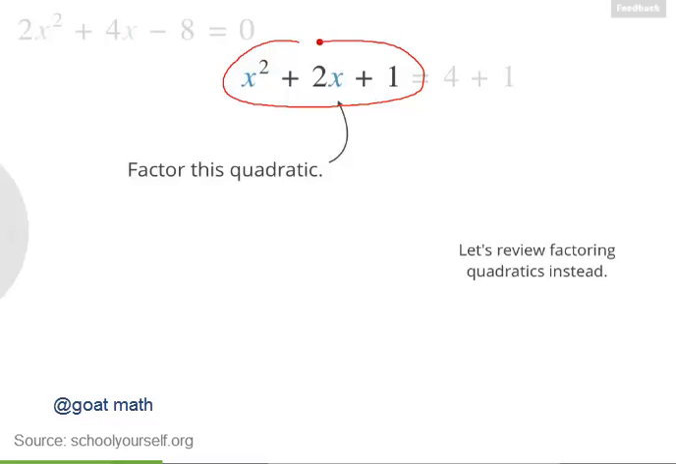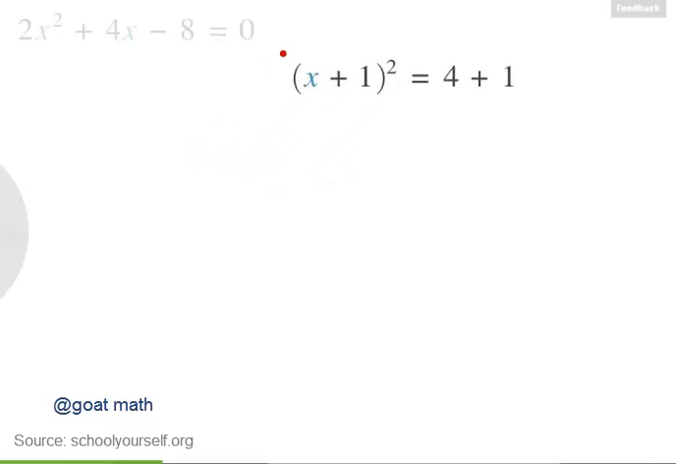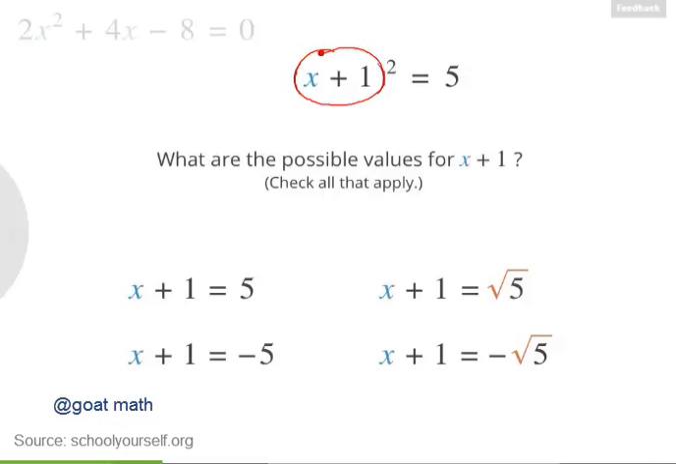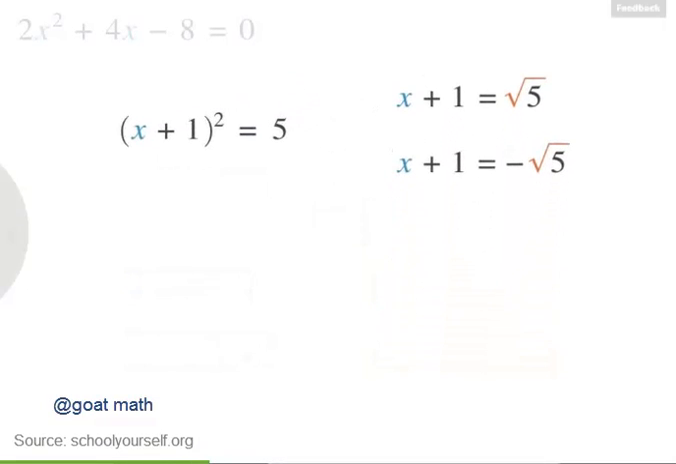Excellent, so x^2 + 2x + 1 equals (x + 1)(x + 1). And since we're multiplying x + 1 by itself, we can also write this product as (x + 1)^2. And so now our equation is (x + 1)^2 = 4 + 1, or 5. Great, so now we have exactly one x in this equation. So according to this equation, what are the possible values for x + 1? Exactly. If (x + 1)^2 = 5, then x + 1 can equal root 5 or negative root 5.